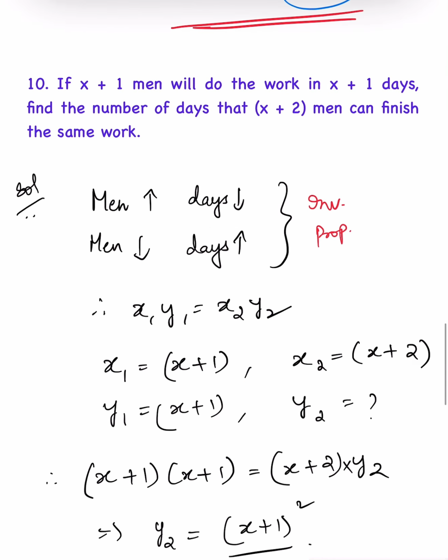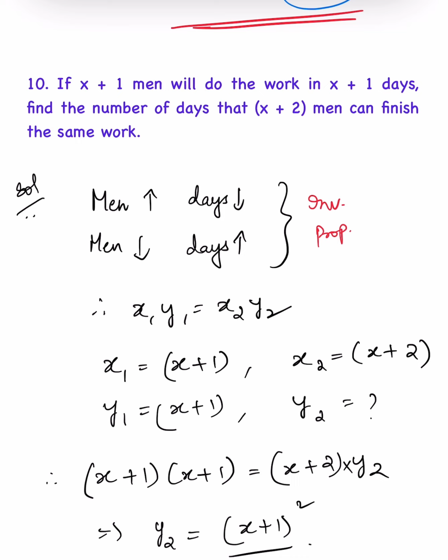If x plus 1 men will do the work in x plus 1 days, find the number of days that x plus 2 men can finish the same work. So men and days are in inverse proportion. If we have more men, the work can be completed faster, so the days will be less. And vice versa. So x1 y1 equals x2 y2.